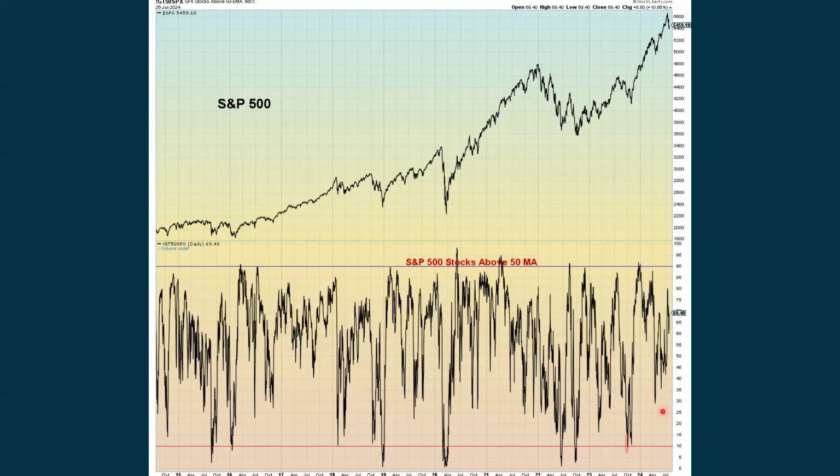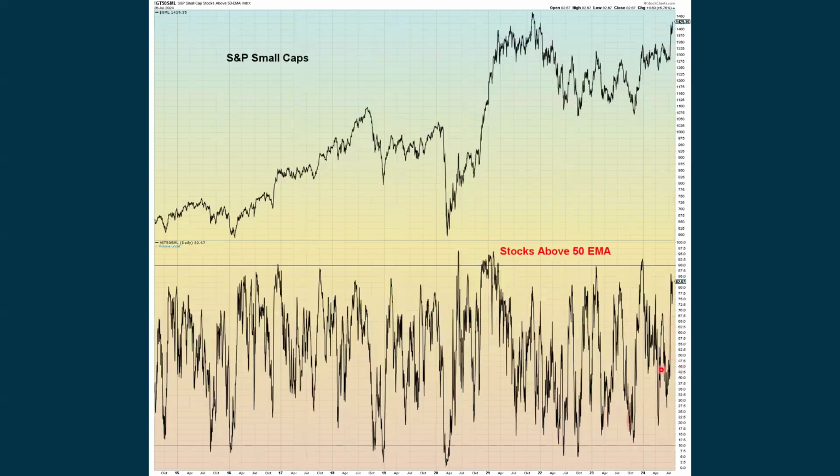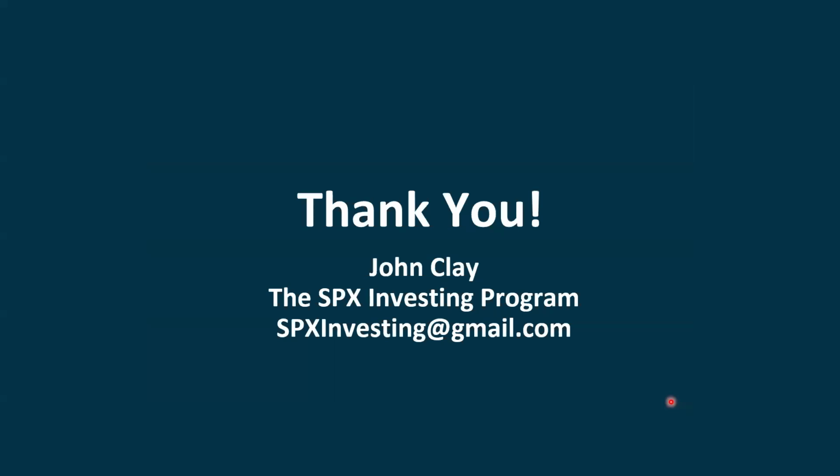We use that same basic idea and measure the stocks in the S&P that are above their 50-period moving average. We're still above 50 now, so that's remaining positive. We're not getting any extreme positive or negative readings. And then we look at the mid-cap stocks where they're showing some improvement and above 50. And then the small caps, which are actually looking kind of the strongest right now, where they had really been lagging earlier in 2024.